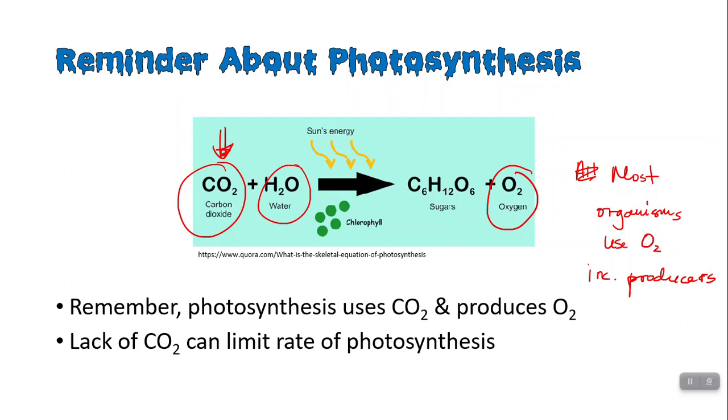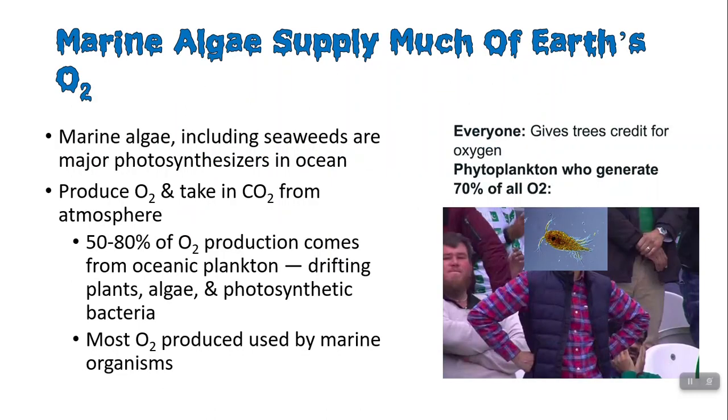And so that's kind of important to think about, because when you don't have enough oxygen, you can't support other organisms. When you don't have enough carbon dioxide, you can't support enough producers. So there are actually a lot of photosynthetic organisms living in the ocean. Marine algae, including seaweeds. You also have things like this guy right here. This is a phytoplankton. It's a tiny little sea creature that performs photosynthesis, and they produce a lot of oxygen. They perform a lot of photosynthesis.